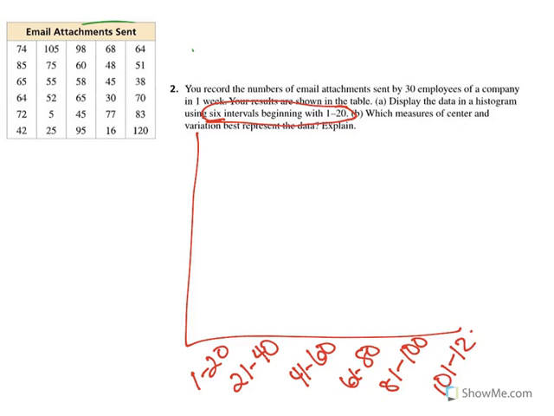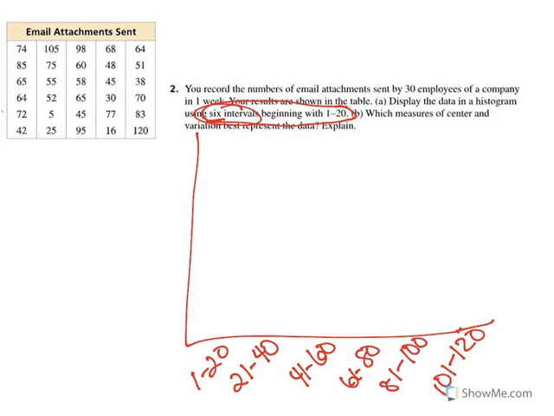101 through 120. Okay, now I know I'm done because it said 6 intervals and I've got 1, 2, 3, 4, 5, 6. Also, if you look at the data, your highest number is 120. So that's how you would know. One of those two things would tell you where to finish your intervals. Otherwise, we could be here all day.